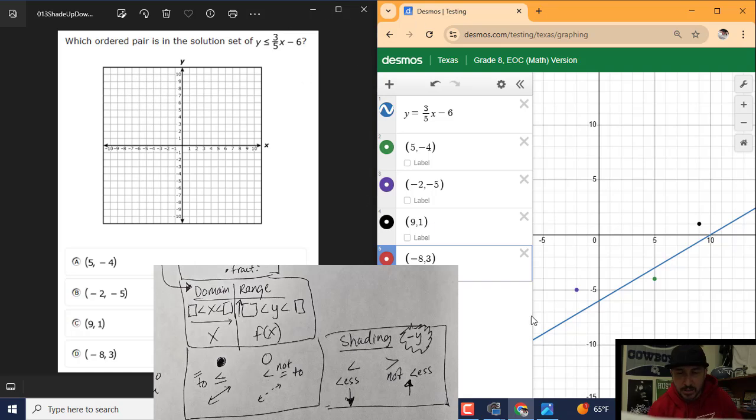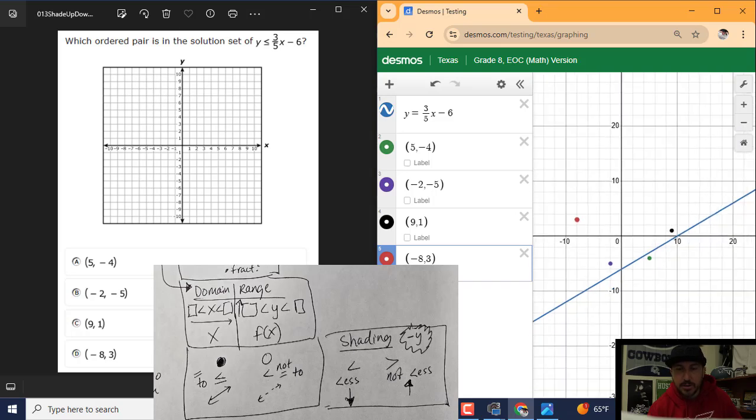So is there a dot on the solid line? Oops, let me zoom out a little bit. I gotta find that point. There it is. No, there is no dot on the solid line. Now, if there is no line underneath there, that means it's a broken line. It's a dotted line, and it is not okay to be on the dotted line. It is unsafe. You will fall through the cracks.